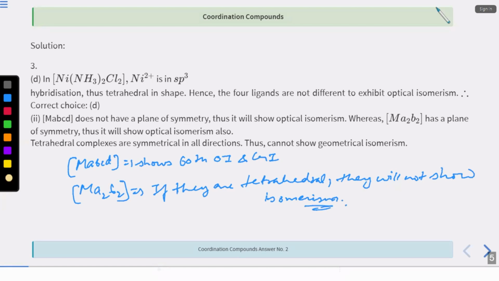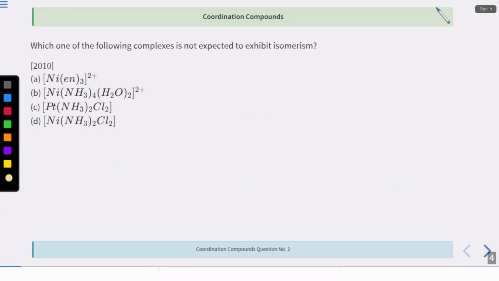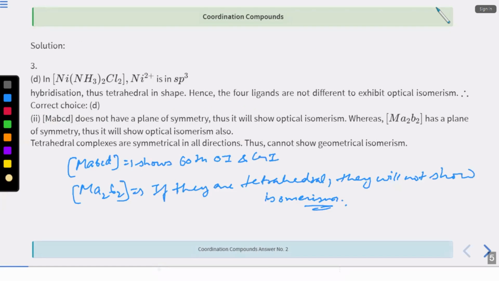Okay. So NH3 2Cl2 is sp3 tetrahedral, so it will not show isomerism. So D is my right option. Please remember this thing: sp3 hybridized tetrahedral compounds cannot show isomerism. And instead, if this MA2B2 type of compound is square planar, then it will show isomerism.